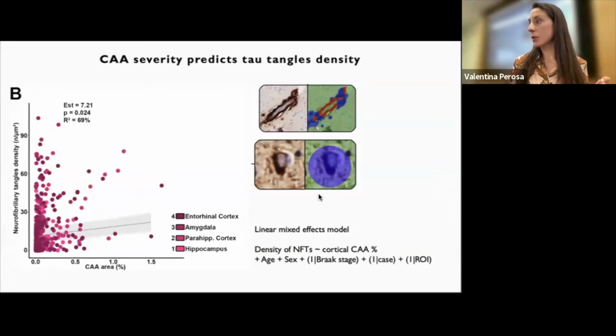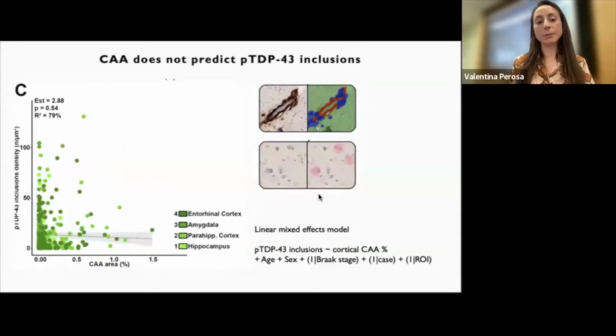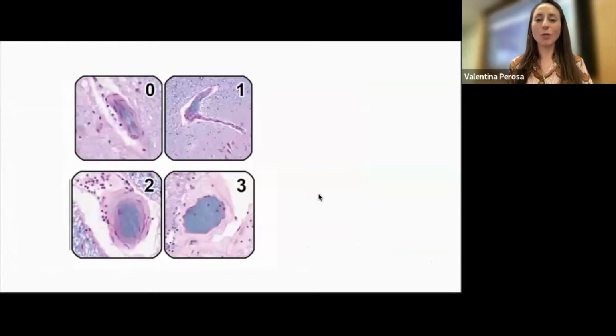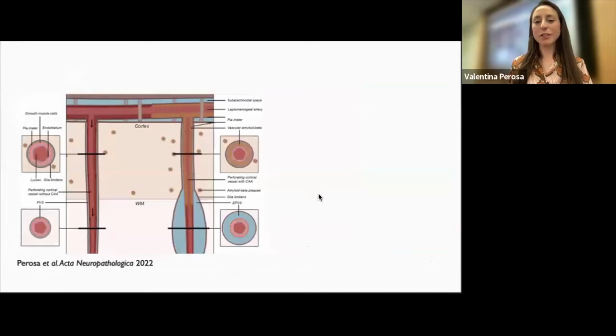And we could also see that CAA predicted the density of tau tangles in these regions of the brain, and especially in the entorhinal cortex and in the parahippocampal gyrus. This was not the case for phospho-TDP43, which seemed to fall out of this line. And we also did not find any relationship between arteriolosclerosis and these pathologies, unfortunately. I was hoping for it.